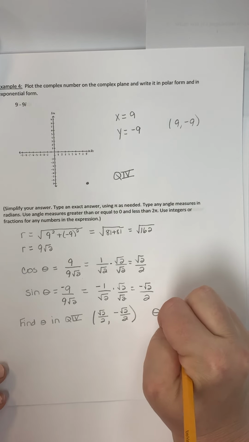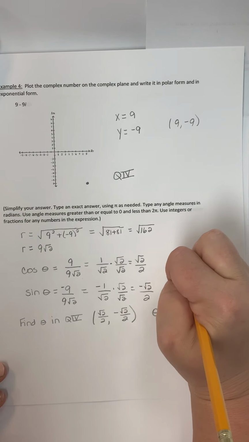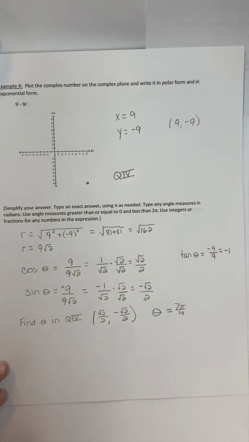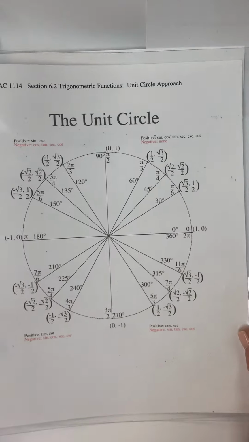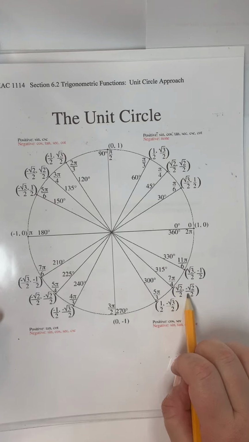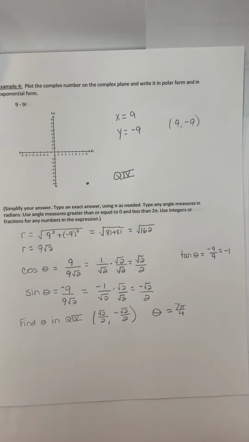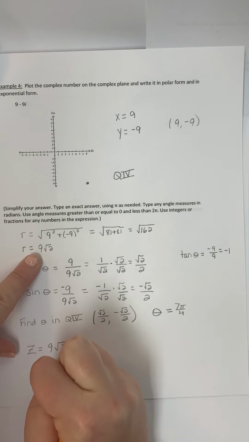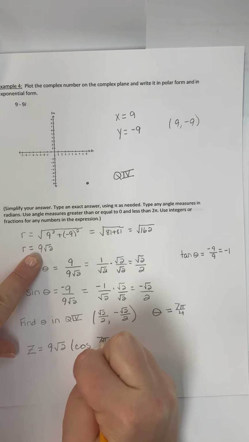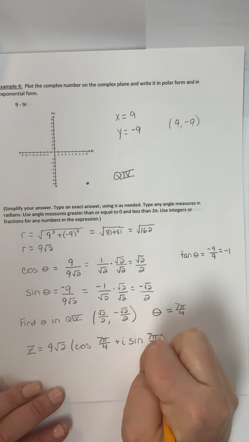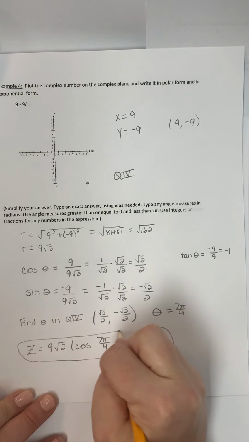Okay. All right, now if we had decided to do tan theta, that would have been y over x. We would have been looking for a tan theta equal to negative 1 in quadrant 4. Well, that also would have led us to 7 pi over 4 because y over x would have reduced down to a negative 1. Okay, so our polar form is going to be r times cosine 7 pi over 4 plus i sine 7 pi over 4. And there's our answer.